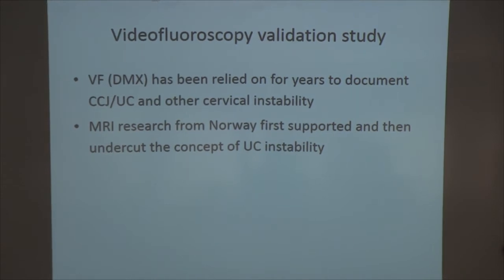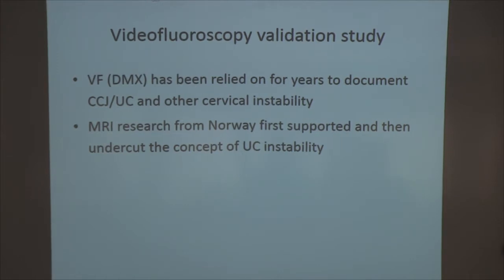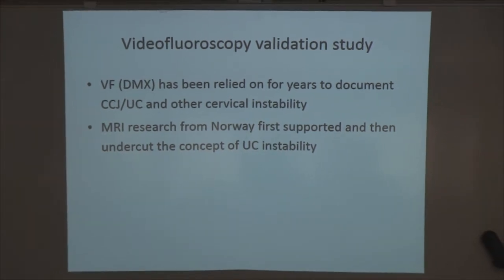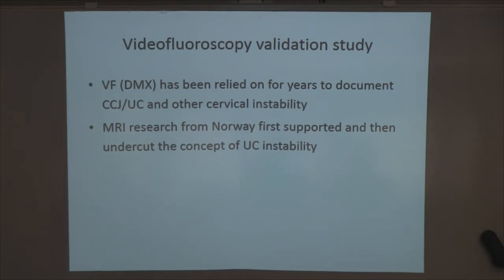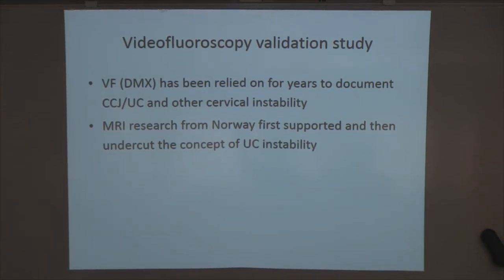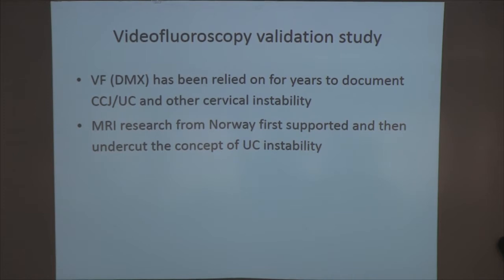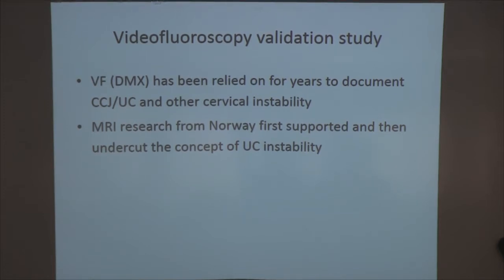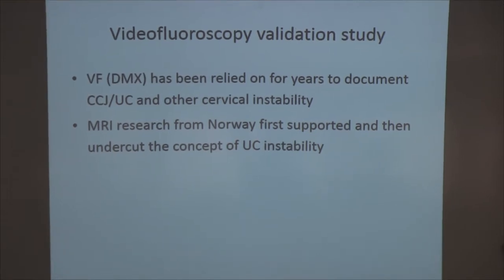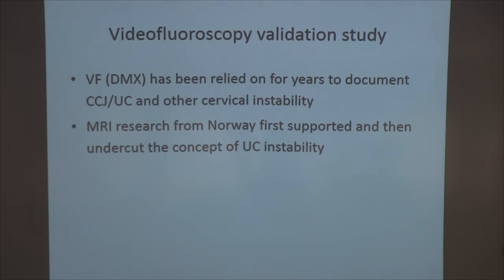The first research that really started demonstrating upper cervical instability or upper cervical injury to the ligaments was Krakenis and his group out of Norway. They published several papers saying that upper cervical instability could be documented using MRI, and then they backed away from that and published several studies saying, no, we're sorry, we were wrong. That's not true. You can't really tell the difference.